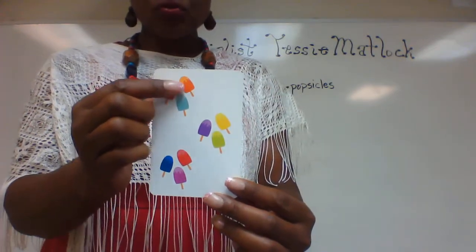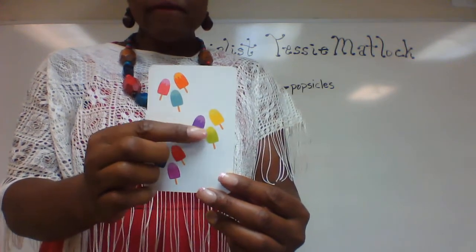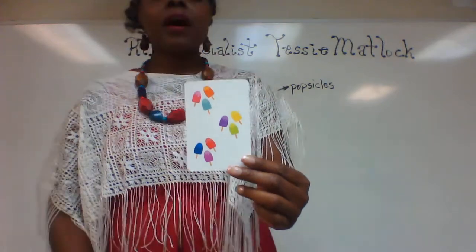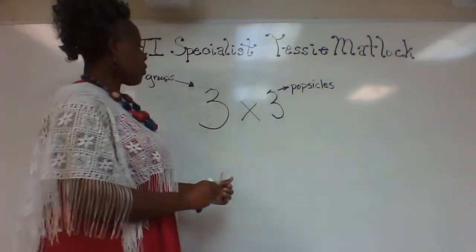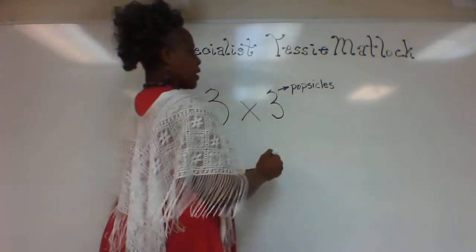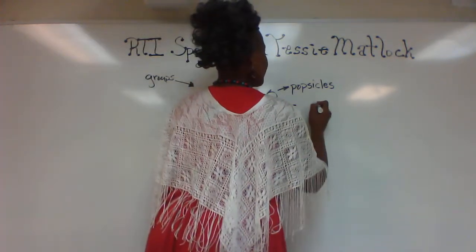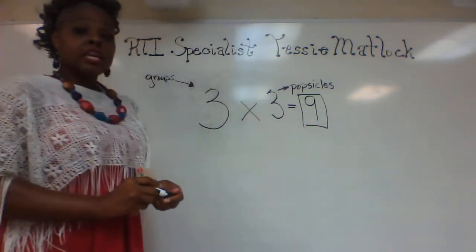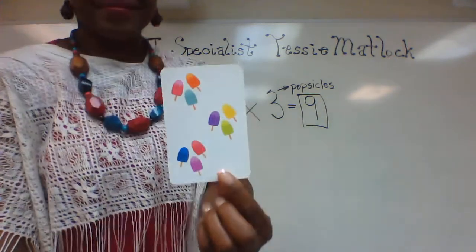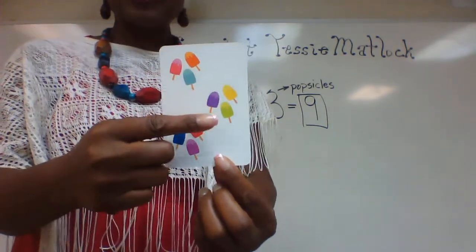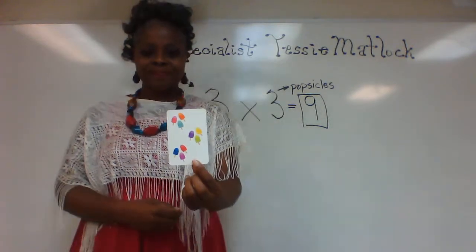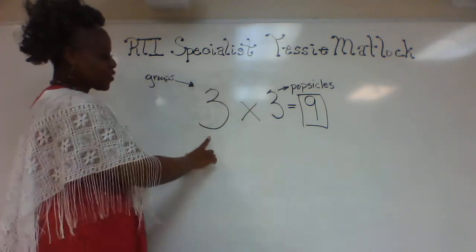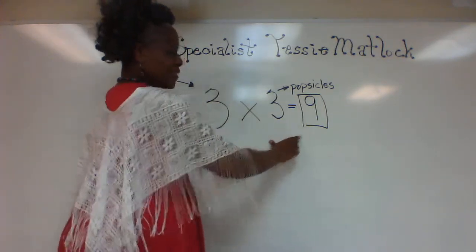1, 2, 3, 4, 5, 6, 7, 8, 9. Good job. Awesome. So 3 times 3 equals 9. Because there are three popsicles in each group. So we know conclusively now that 3 times 3 is 9.